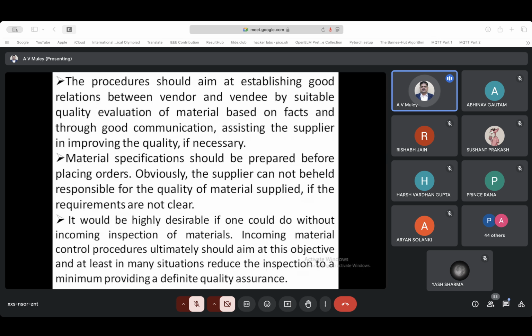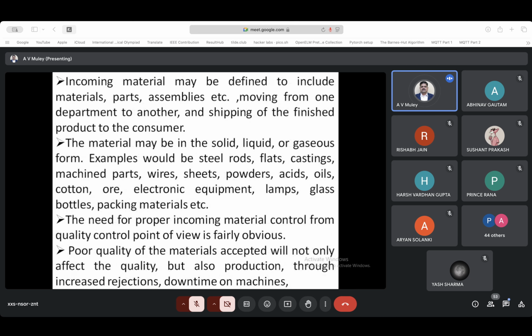If your relationship with the supplier is good and you tell him about quality consciousness, then naturally it results in this particular thing: naturally the inspection is required, but the extent of the inspection is reduced in this particular case. Incoming materials may be defined to include the material, parts, assemblies, etc. moving from one department to another department.